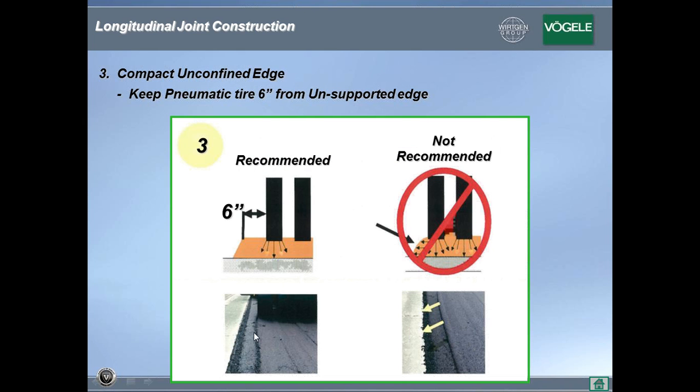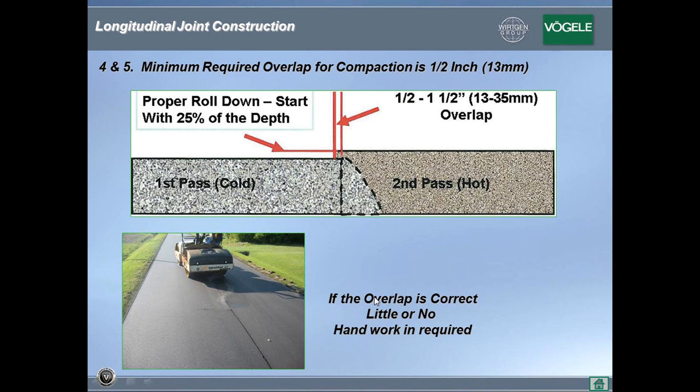When using pneumatic rollers, try to stay away from the edge of the joint at least 6 inches. Make sure you have your proper pressure. Overlap 1/2 to 1.5 inches. Roll down starts with roughly 25% of the mat depth. If the overlap is correct, little or no handwork is required, as you can see. So that means if the overlap is correct, you should not have to loop the joint.